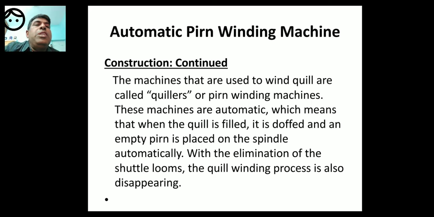So these machines are automatic, which means that when the quill is filled, so when the pun is filled, the full bobbin indicator will indicate that the bobbin is full and it is doffed. I told you the full bobbin indicator will give an electrical signal, and then it is doffed. After the full bobbin is doffed, an empty pun is placed on the spindle automatically. This is known as donning.